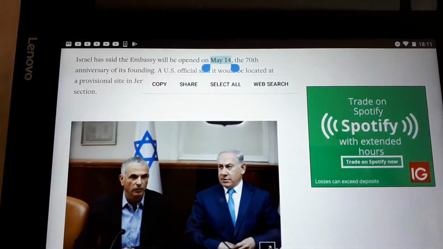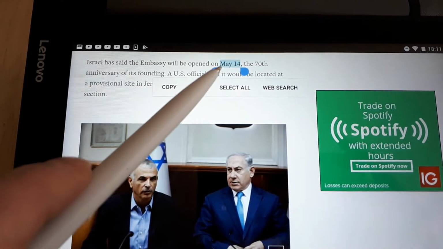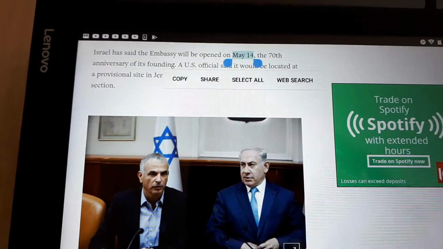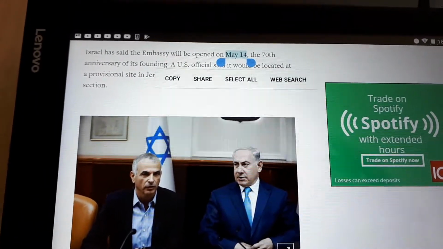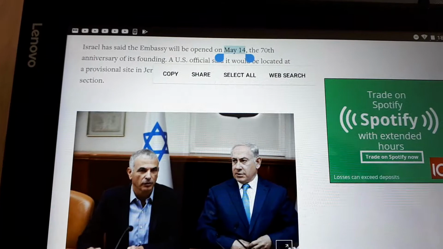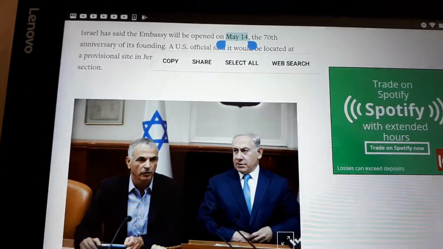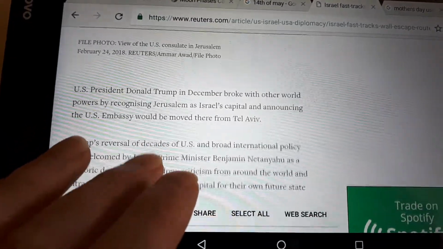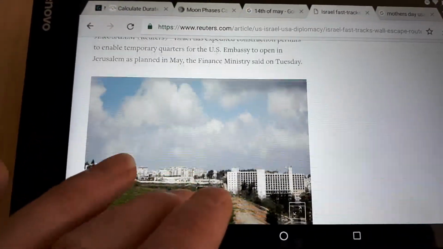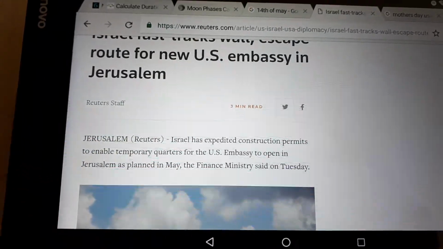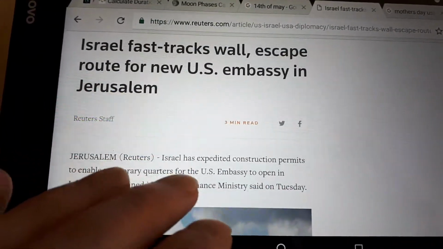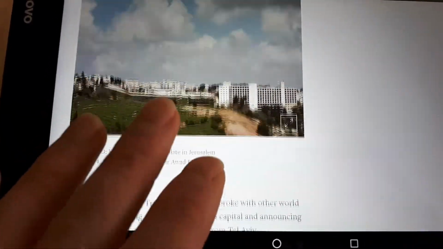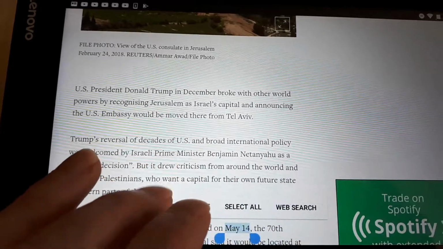Okay, so that's why the day after is very significant, the May 14th date, because that's apparently when the US Embassy is going to open and be ready in Israel, Jerusalem. They're going to actually build a wall around it. Crazy. Because obviously it's going to take a few years to actually build an embassy. They've fast-tracked some wall permit. So they're going to build a temporary one with a wall around it, with an escape route apparently.